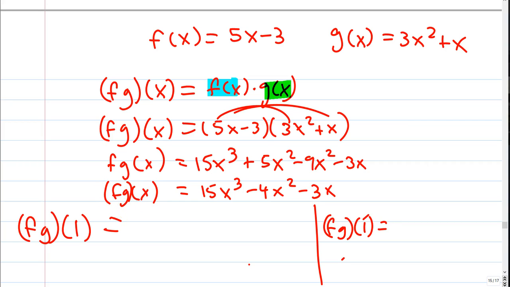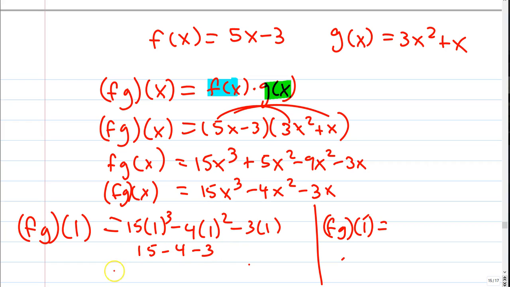What would you do for fg of 1? 15 times 1, minus 4 times 1, minus 3 times 1, 15 minus 4 minus 3, I believe is just 8. Or I could have done f of 1 times g of 1, and it should be the same answer.